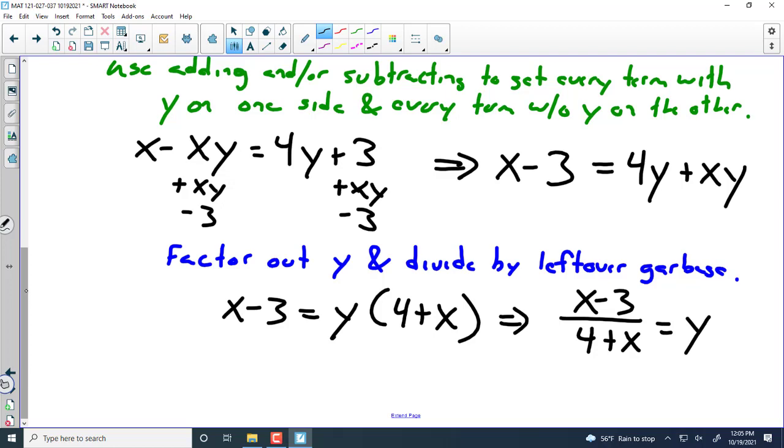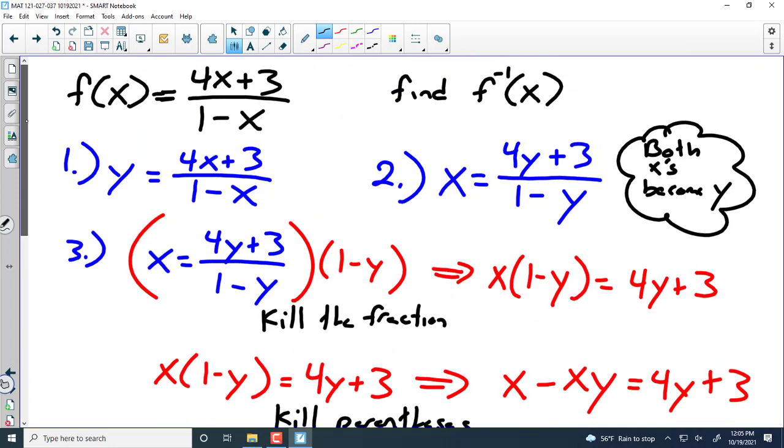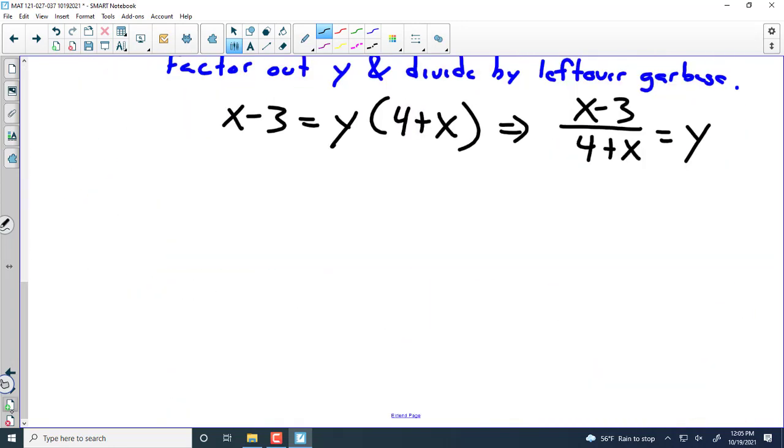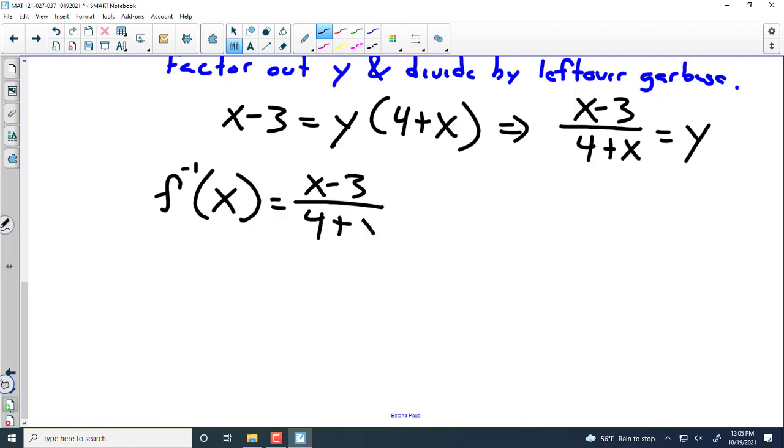And we're done. The original was f of x. So therefore, f inverse of x is (x minus 3) over (4 plus x), or (x minus 3) over (x plus 4) if you prefer. That 4 plus x looks kind of nasty on the bottom, so I changed it to x plus 4. Not required, just makes it look better to me.